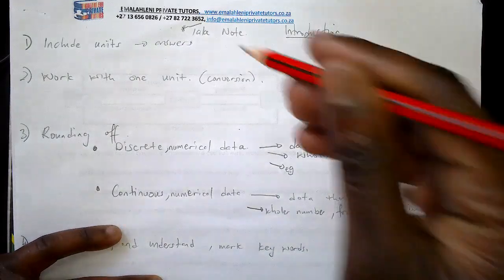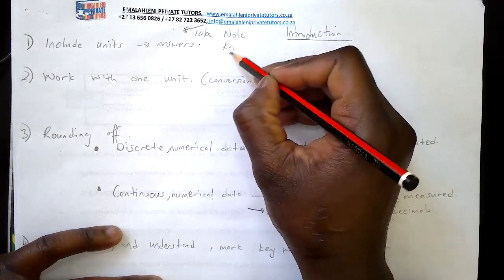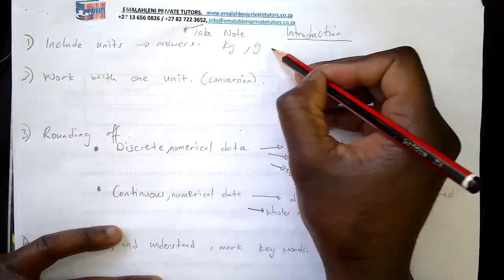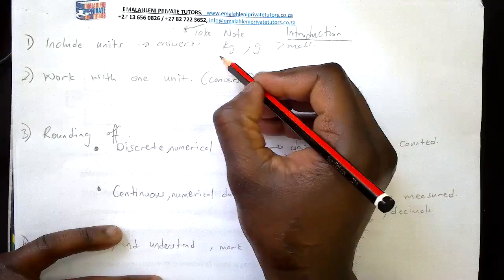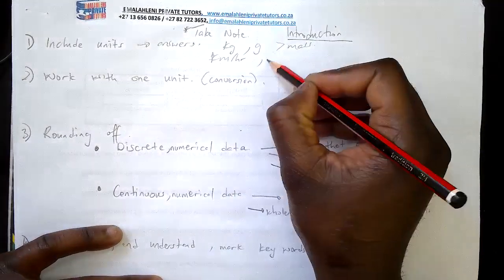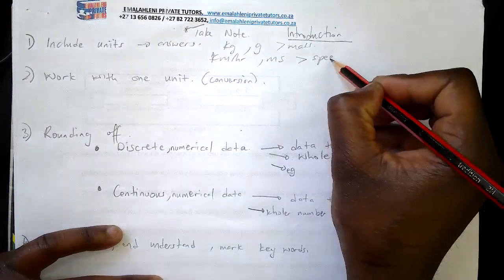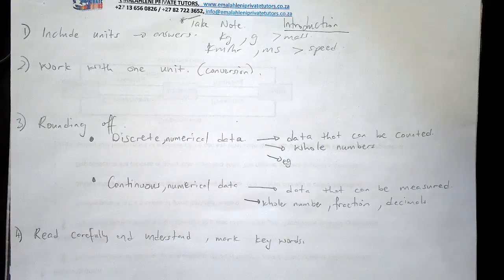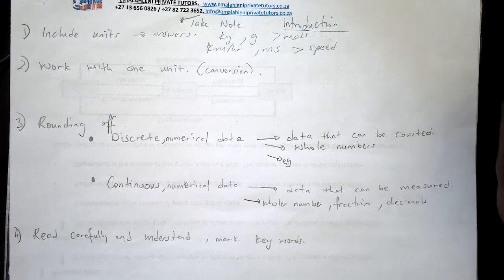What do we mean by this? If you are measuring mass, you must indicate, is it kg or grams? If it is speed, is it kilometers per hour or meters per second? These are things that you must always remember. If you are calculating the number of people, you must tell us 17 people. If you are calculating the number of cars, 17 cars. So you need to include the unit always.